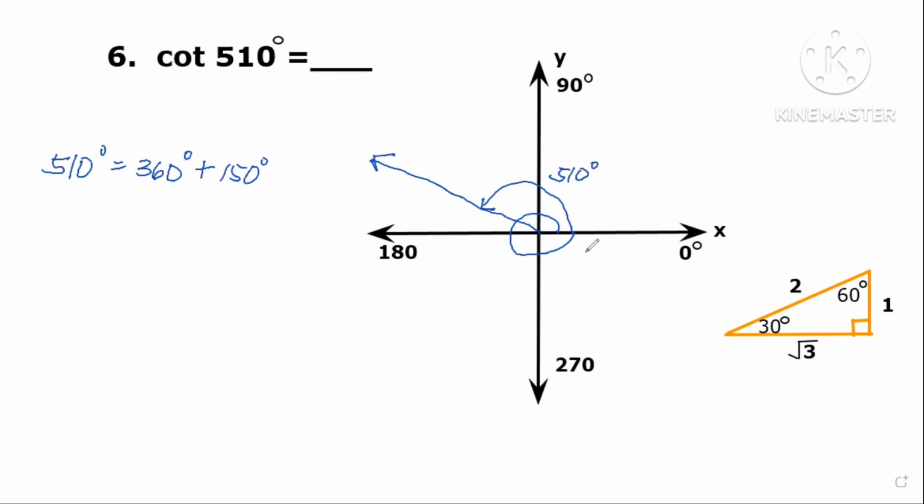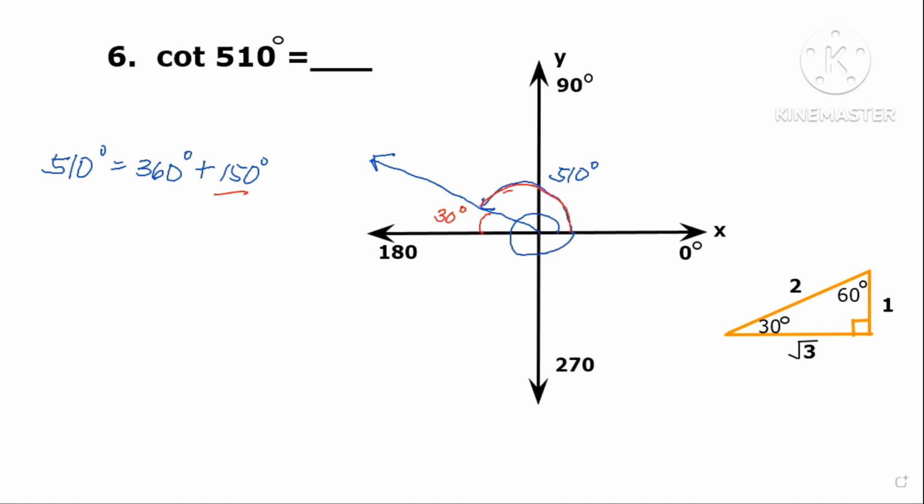That's more than one rotation already. And, of course, where is the reference angle? The reference angle is the positive acute angle made by the terminal side. Ito po yung ating terminal side with the x-axis, no? So this is our terminal side. Now, since this is 150, no? This angle is 150. Ililiman lang po natin yan sa 180. Saan galing yung 150? Dito po galing yun, ano? Okay, yung natira sa 360 sa 510 ay 150. So, 180 minus 150 is 30 degrees. So, 30 degrees is our reference angle.